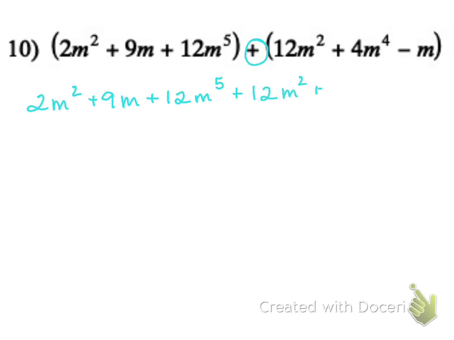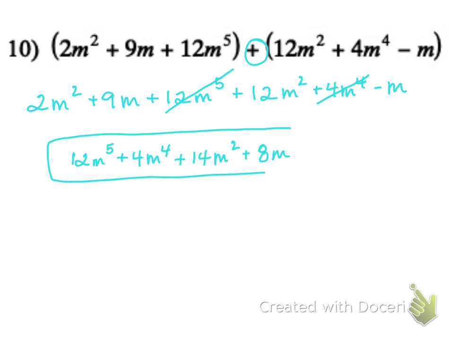I am adding here, so the first part and the second part stay the same. I do not need to distribute anything. So I just need to combine terms. I have one term with m to the 5th, one term with m to the 4th, so I just copy both of those down. Then 2m squared plus 12m squared gives me 14m squared, and 9m minus 1m gives me 8m.